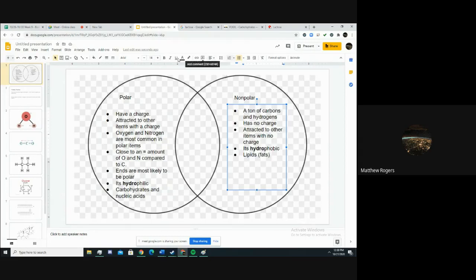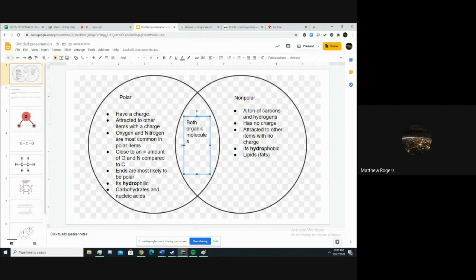Now it's a Venn diagram, so we got to put something in the middle here. So let's put something in the middle. They are both organic molecules. So even though if you're polar, you could still be an organic molecule, or if you're non-polar. Cool. They are both important to life. Just because you're non-polar does not mean you're not important to life.